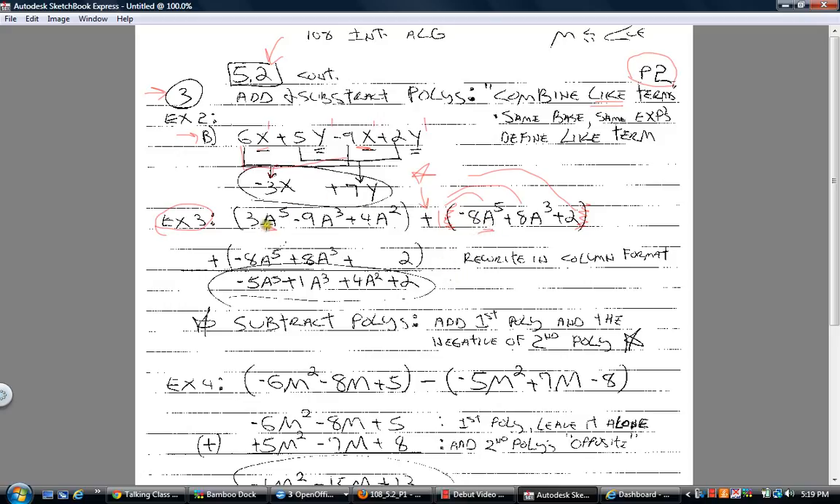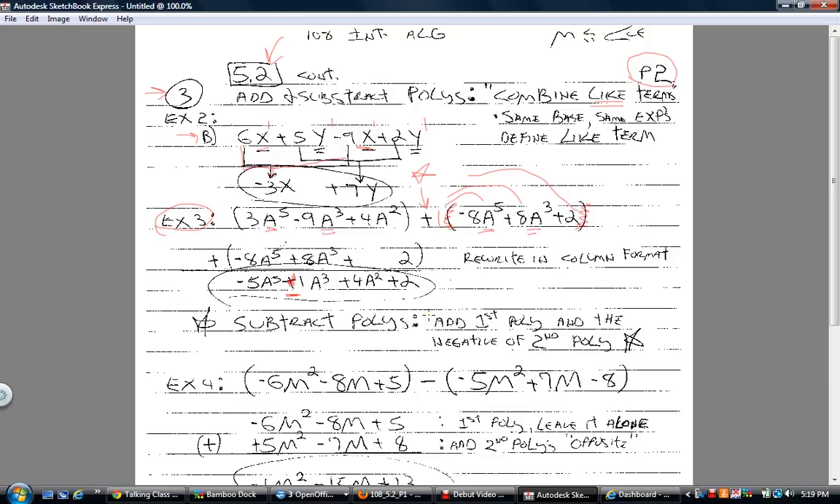Now, if you do it horizontally, 3 minus 8 is negative 5. Negative 9, 8 to the third, plus 8, 8 to the third. Again, you've got like terms. Same base, same exponent. Negative 9 plus 8, that should be a minus in there. Oh, that's a mistake. That should be a minus. Minus 8 to the third. I put the 1 in there as kind of overkill. You don't need the 1. Finally, 4a squared, there's nothing to combine it with, so bring it down. The 2 from over here, nothing to combine it with, so you bring it down.